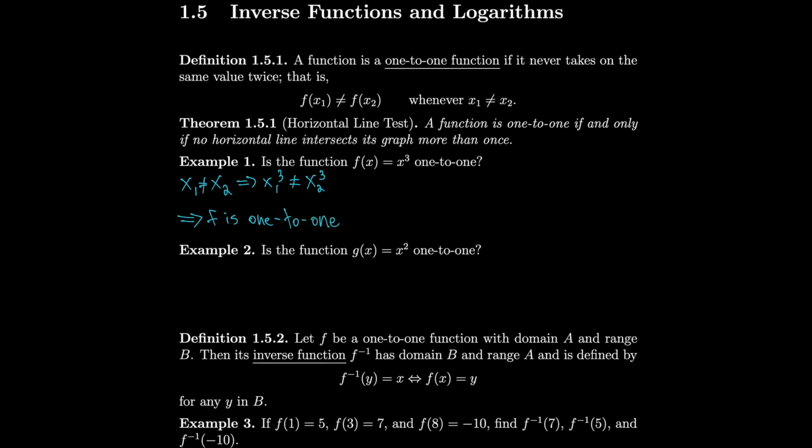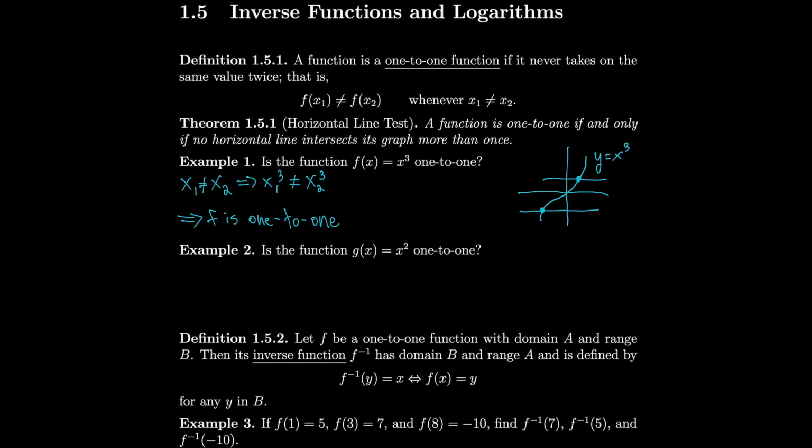We can also see this by using our horizontal line test. If we draw the graph, we've got y equals x cubed. If we draw any horizontal line, let's say this one, I only touch it over there. If I draw this horizontal line, I only touch it over there. And you could try drawing infinite lines and see that you'll only ever touch the graph once. Or in other words, you will not be able to find a single line that touches it twice. Let's look at the next example.